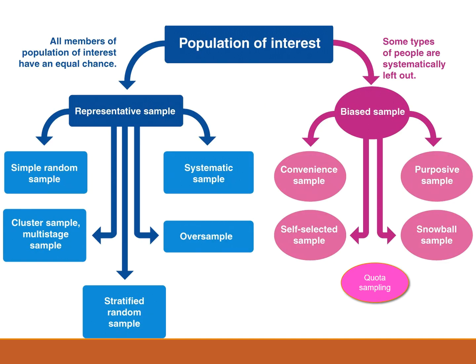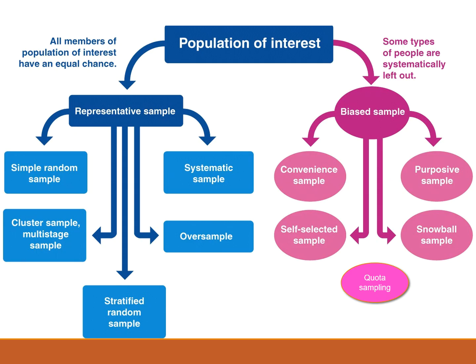So again, we have our population of interest, and we have two big subsets, representational samples and bias samples. And we're going to talk about each in detail. In a bias sample, some types of people are systematically left out. That's simply the reality. This can include purposeful sampling and convenient samples. For example, if we do a study and our study is this class, that's a convenient sample. Also self-selected samples, snowball samples, and quota sampling. And we'll talk about all of these in detail.